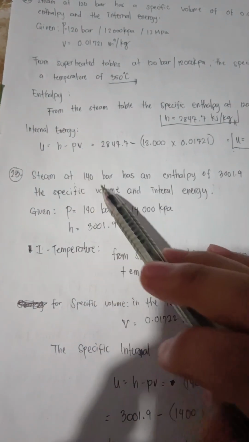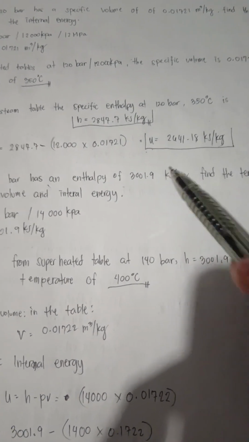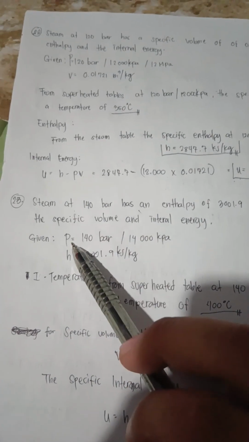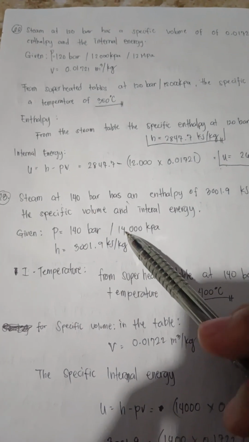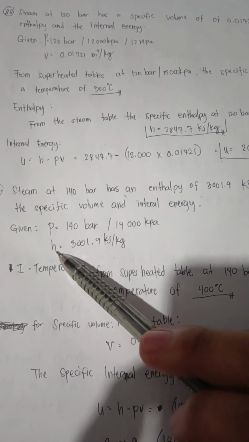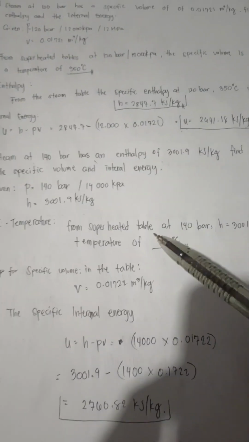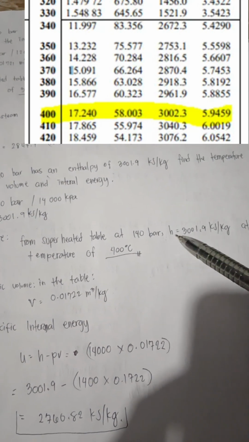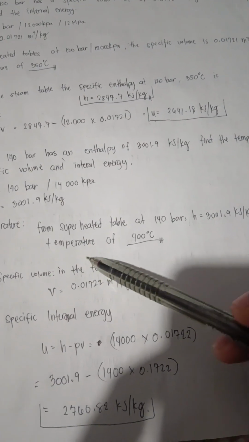Let's go with question number 23. The steam at 140 bar has an enthalpy of 3001.9 kilojoules per kilogram. Find the temperature, specific volume, and internal energy. The givens are: the pressure is equal to 140 bar, or we can convert to kilopascal, 14,000 kilopascal. The enthalpy is 3001.9 kilojoules per kilogram. For the temperature, based on the superheated table at 140 bar, the enthalpy of 3001.9 kilojoules per kilogram is at a temperature of 400 degrees Celsius.